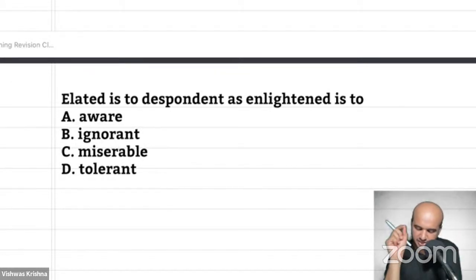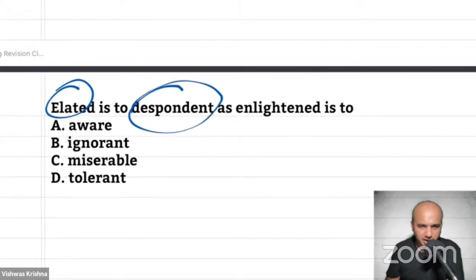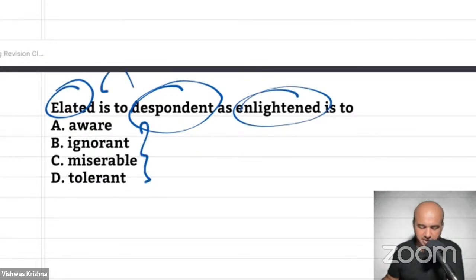Elated is to despondent. Elated is to despondent, whereas enlightened is to dash. They're actually opposites here. Elated, you are happy, you are high on energy. Despondent, you are depressed, you are sad, you're disappointed. Elated is to despondent, whereas enlightened is to dash. Based on this, you have to give me an answer. Is it aware, ignorant, miserable, or tolerant?